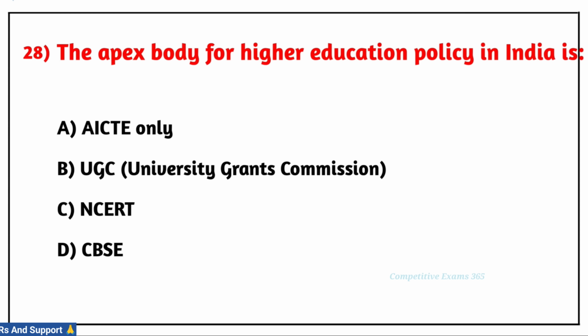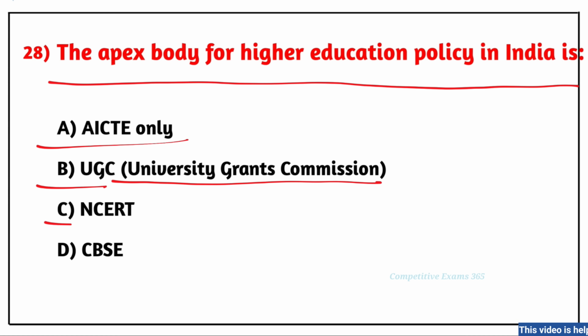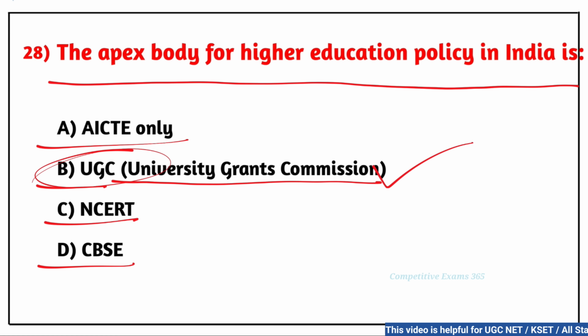28th question. The apex body for higher education policy in India is. Option A, AICTE only. Option B, UGC, that is University Grants Commission. Option C, NCERT. Option D, CBSE. Option B, UGC, it is the correct answer.